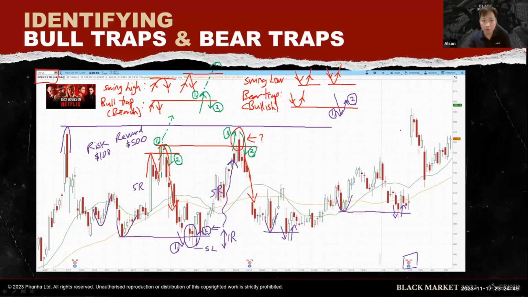So for example here, this is also a swing high. This is also a bull trap. Price goes up, comes back down. This one can probably go for 1:2 on the bull trap pattern.